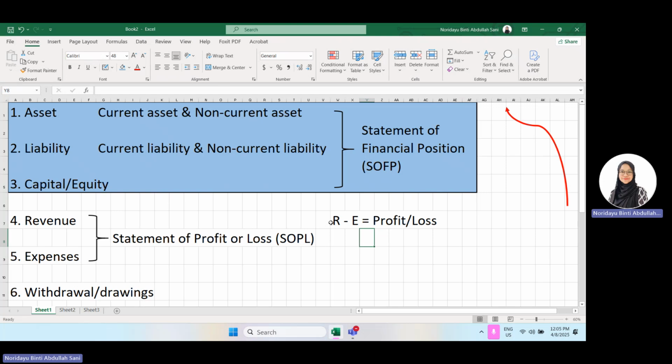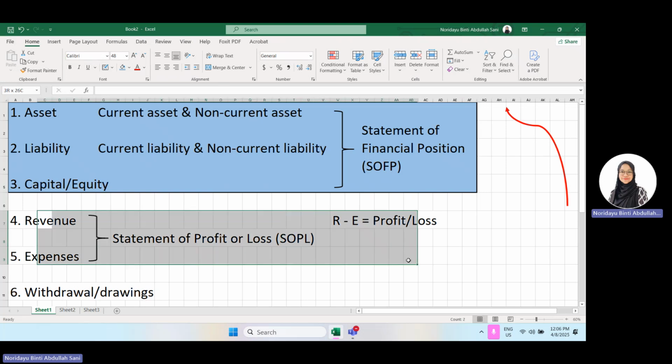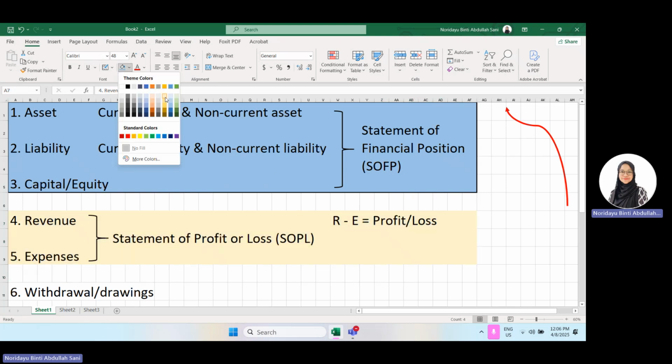It is two components of your financial statements, right? We have 5 components of financial statements: statement of profit or loss, statement of financial position, statement of cash flow, statement of changes in equity, all right? And the last one is your notes on financial statements. So we are done with the preparation of SOPL, which consists of these elements, revenue and expenses.